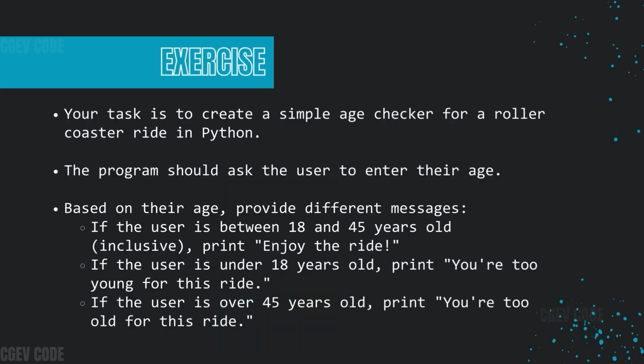I want to congratulate you because you have reached the point where I believe you can start writing code on your own. And that's why I have created a small exercise. So these are your instructions on what the program should do. Your task is to create a simple age checker for roller coaster ride. The program should ask the user to enter their age. Based on their age, provide different messages. If the user is between 18 and 45 years old, inclusive, print enjoy ride. If the user is under 18 years old, print you're too young. If the user is over 45 years old, print you're too old.